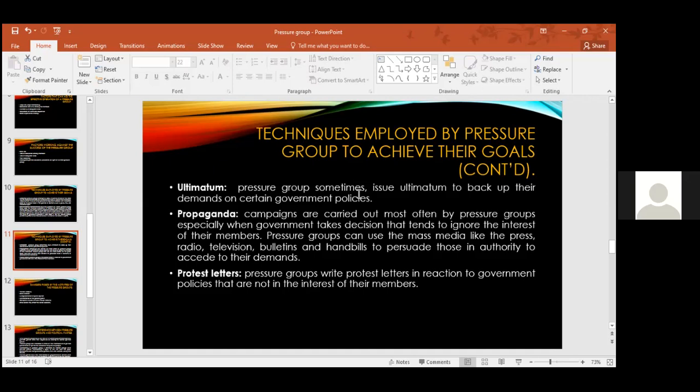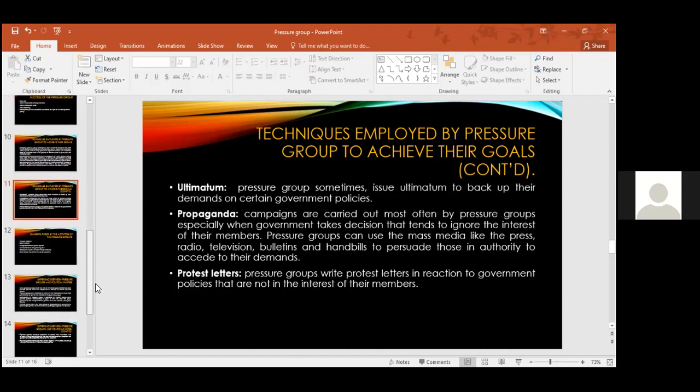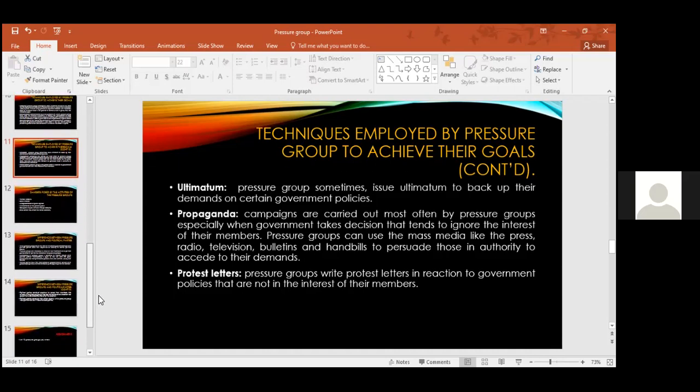So that is the idea of propaganda. And then protest letters. Now, protest letters is like writing a letter to the government, informing them that what they actually did is not something that you want as a pressure group. It's not something that is in line with the interest of the pressure group. So you write letters to them to let them understand that you want something else, not what has been done by them. So that's the idea of protest letters. You are writing a letter to protest the decision of the government. So that is all about techniques employed by pressure groups to achieve their goals.